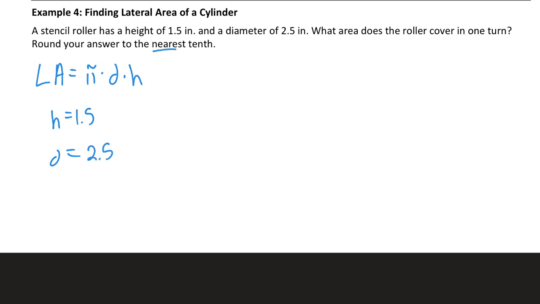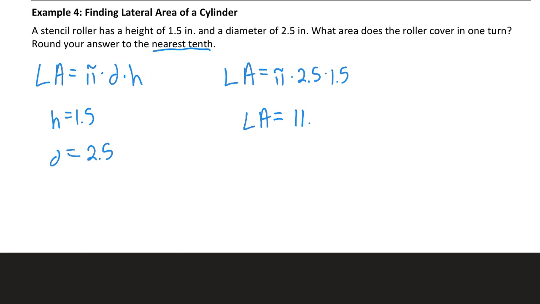So to get this rounded to the nearest tenth, I'm finding the lateral area. I don't care about the bases. The bases don't do the rolling. The lateral side of that cylinder does the rolling. So this is going to be pi times the diameter, 2.5, times the height, 1.5. So the lateral area of that roller to the nearest tenth, I just literally in my calculator do pi times 2.5 times 1.5. So rounded to the nearest tenth, this is going to be 11.8. It was 11.78, so I'd round that up to 11.8.